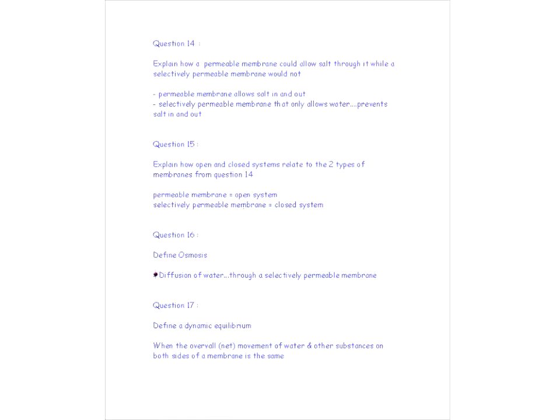Next question says define osmosis. Again, it's a special type of diffusion. It's the diffusion of water, and it's through a selectively permeable membrane. Question 17, define dynamic equilibrium. It's when the overall or net movement of water and other substances, such as minerals, on both sides of the membrane is the same.